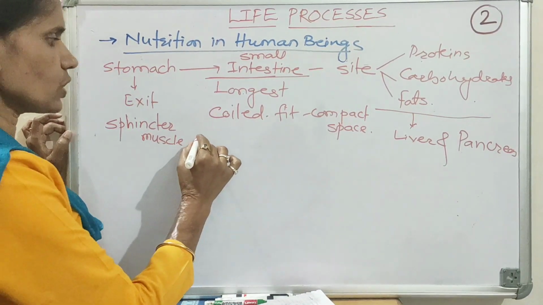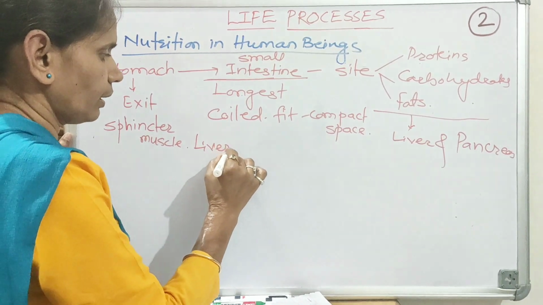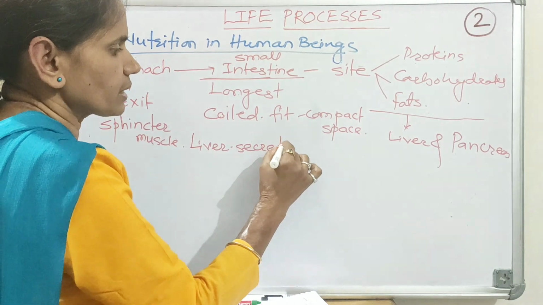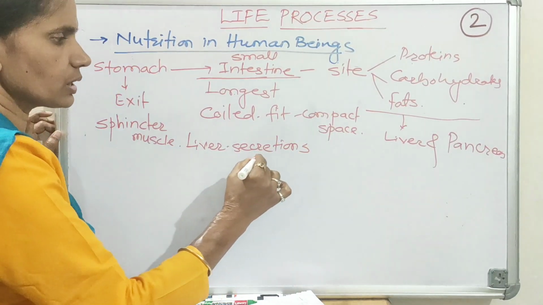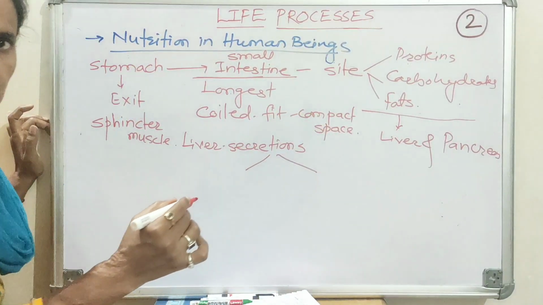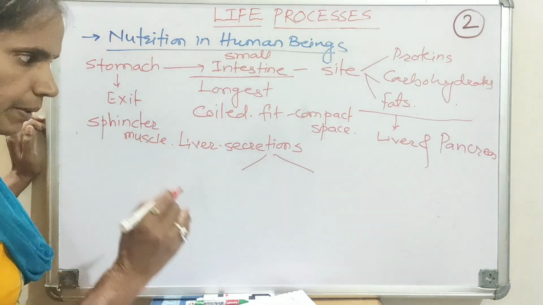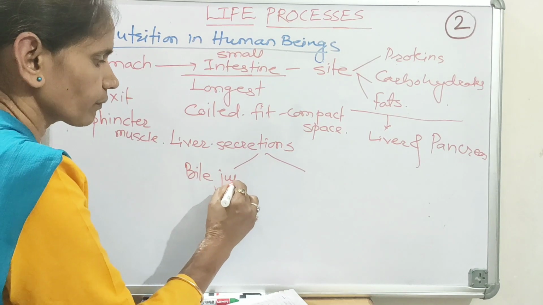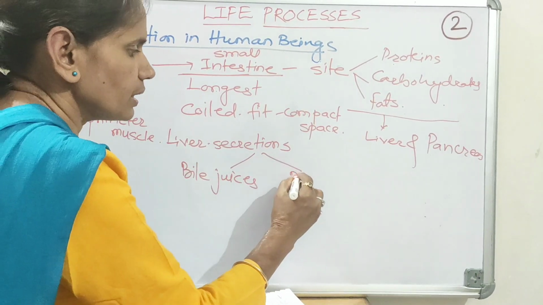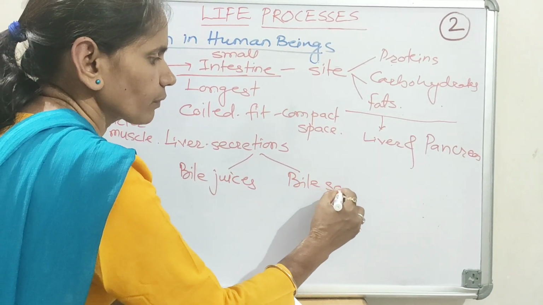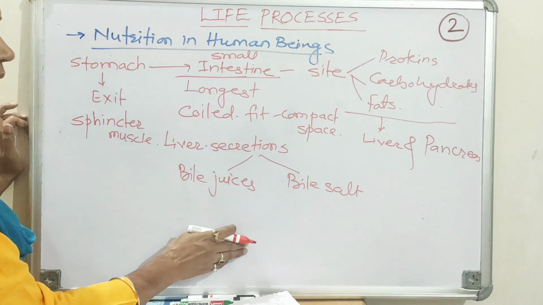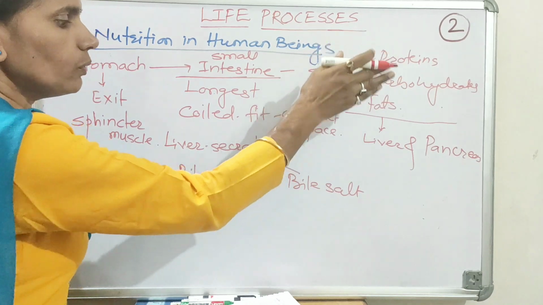Now the secretions from liver are brought into the small intestine. This secretion consists of two major components or two major parts. First one is the bile juices, and second one is the bile salt. Each of these has an important function in the digestion of food.